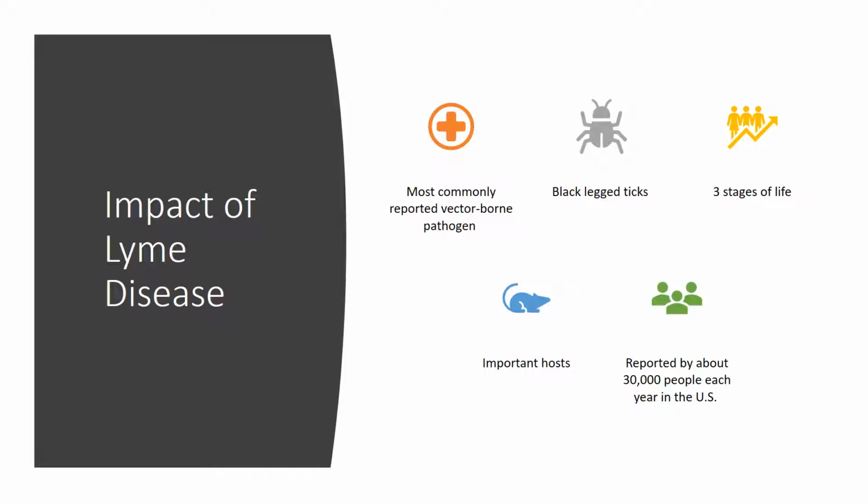Lyme disease is reported by about 30,000 people each year in the U.S. However, there are many cases that go undiagnosed. The real estimate may be around 300,000 infected people. This disease may cause a rash around the bite, migraines, pain or swelling of large joints, etc. This is a bacterial disease that infects large populations of the U.S.